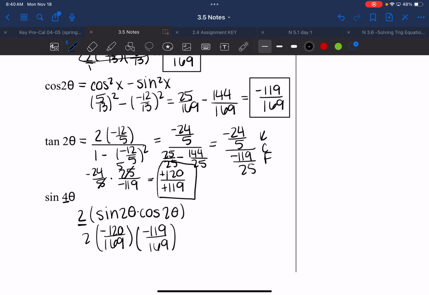It's probably a big number. It is a big number. Isn't it negative 240 and 48? So if all I asked was to multiply the numbers that were numerators, what was that? Yeah, 2 times negative 120 times negative 119.